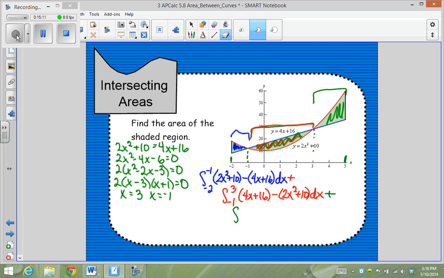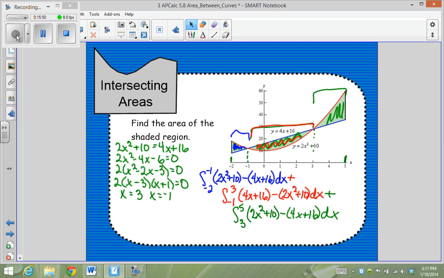This is an integral. It goes from 3 to 5. That's the width of that piece right there. Again, we've switched back and our parabola is on top. So I am back to 2x squared plus 10 minus 4x plus 16. Top minus bottom always. And then you just go through and integrate each piece, plug in your numbers, test it out, see what you get. We'll double check in class and make sure our answers all match up. But that's the way that one should be set up.